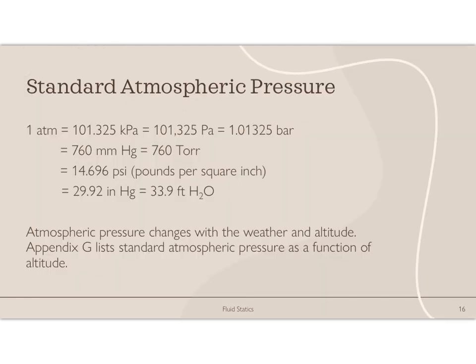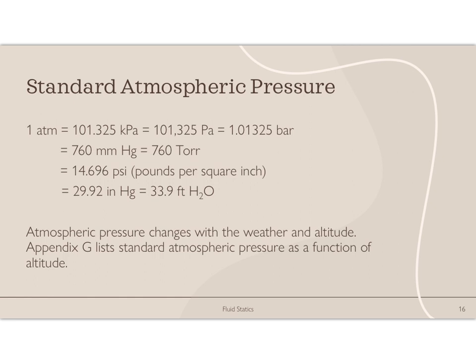So what is standard atmospheric pressure? Obviously, it's changing all the time, because if you watch a weather forecast, they'll tell you the atmospheric pressure right now. But there are some standard values that we use. 1 atmosphere is the standard. 1 atmosphere is 101.325 kilopascals, or 101,325 pascals. We also use bars. That 1 atmosphere is 1.01325 bar. If you're in millimeters of mercury, 1 atmosphere is 760 millimeters of mercury.